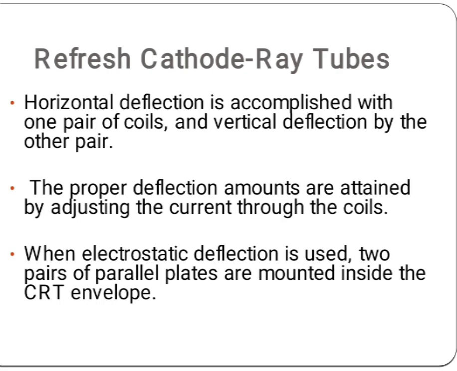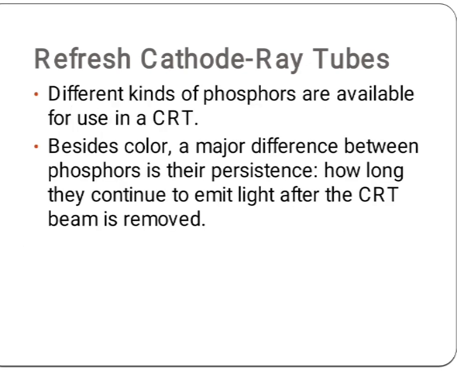Horizontal deflection is accomplished with one pair of coils and vertical deflection by the other pair. The proper deflection amounts are attained by adjusting the current through the coils. When electrostatic deflection is used, two pairs of parallel plates are mounted inside the CRT envelope.